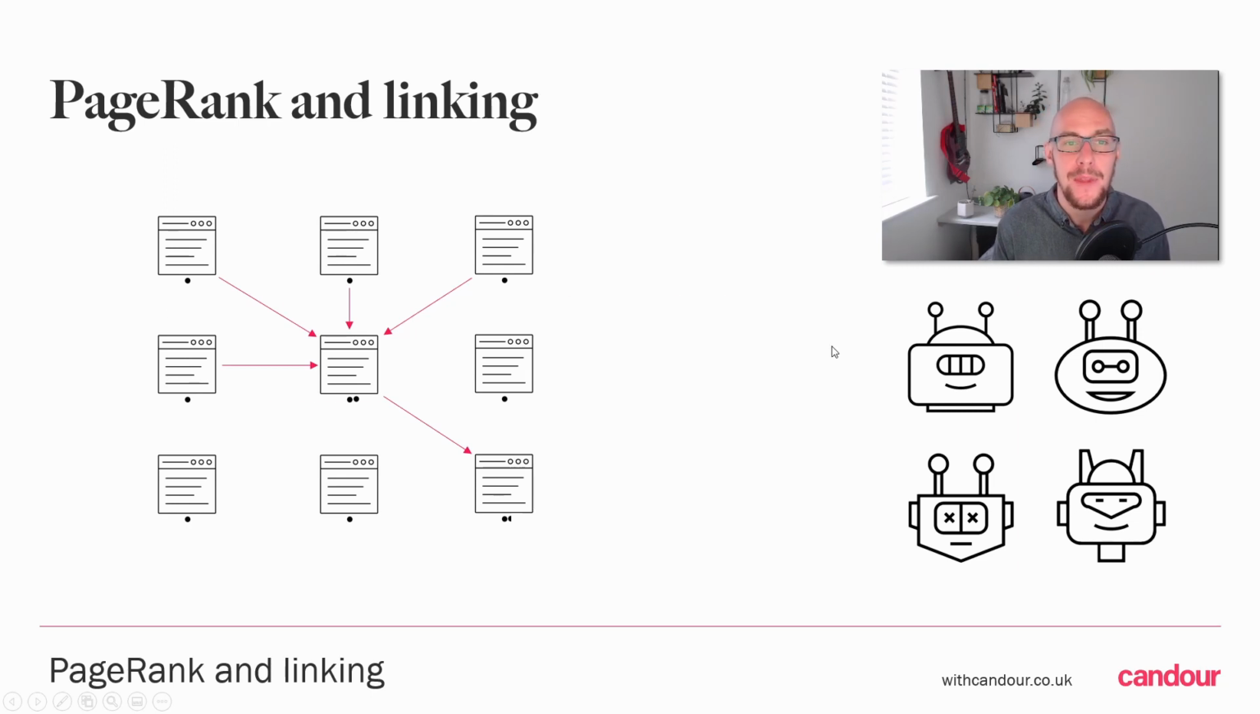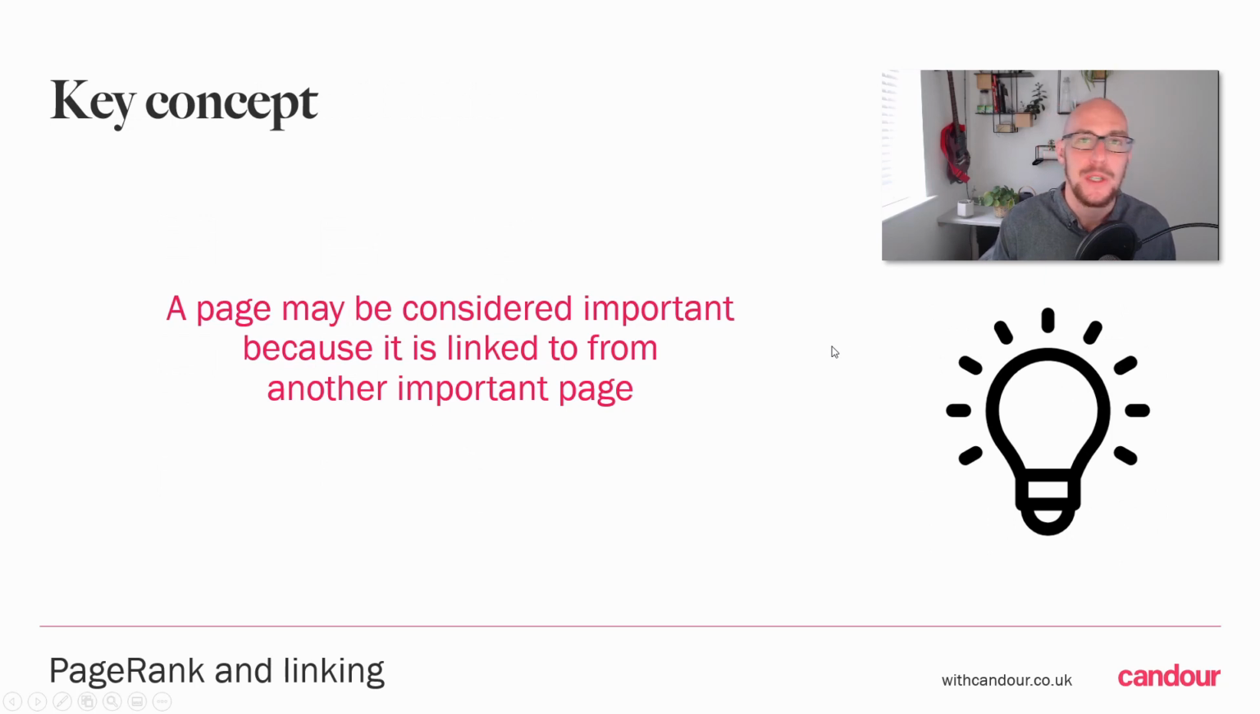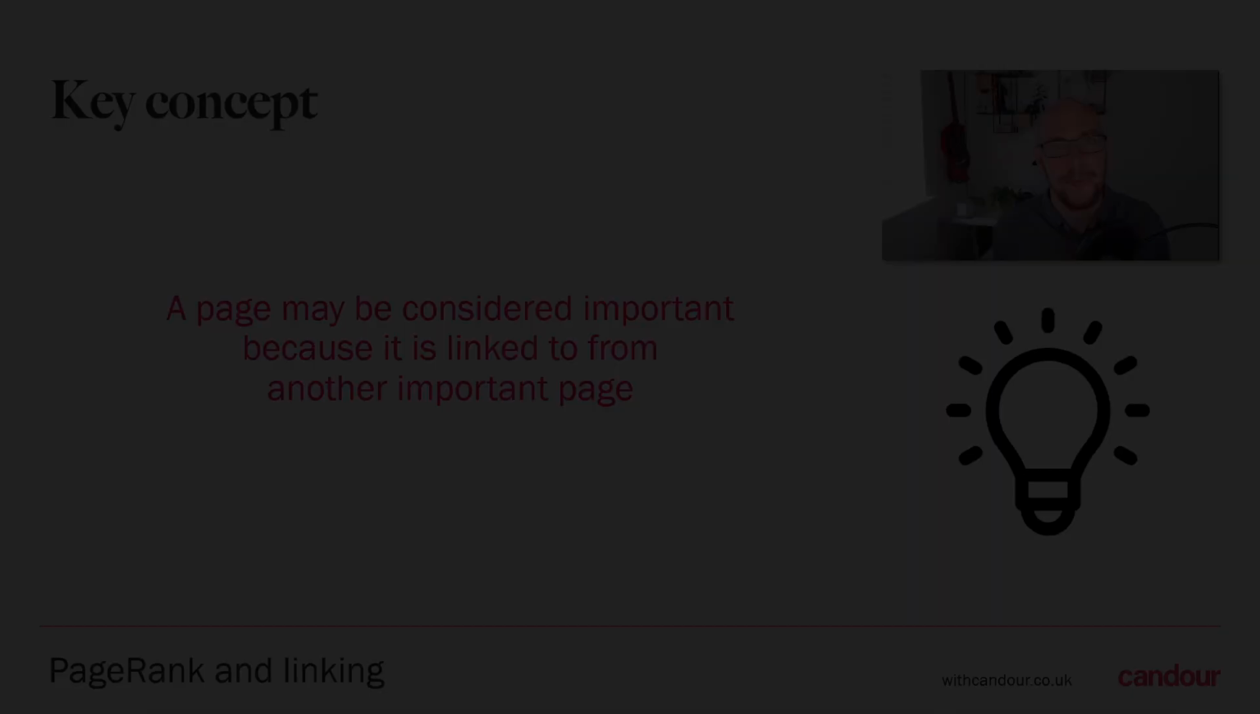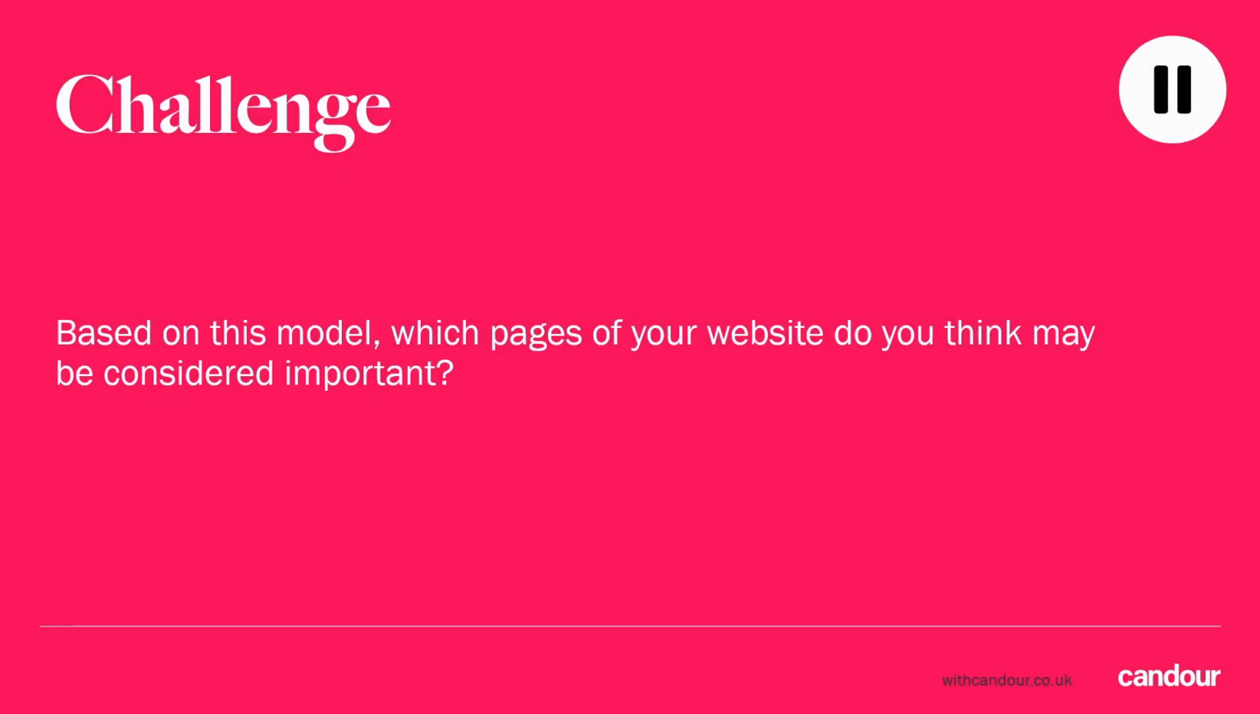as well. So this is our other key concept of linking and PageRank, which is a page may be considered important because it is linked from another important page. And that's what we just saw in that example. And here lies your challenge, which is based on this model, which is that a page may be considered important if it's linked to from many other pages, or a page may be considered important if it's linked to from other important pages. Which pages of your website do you think may be considered important?